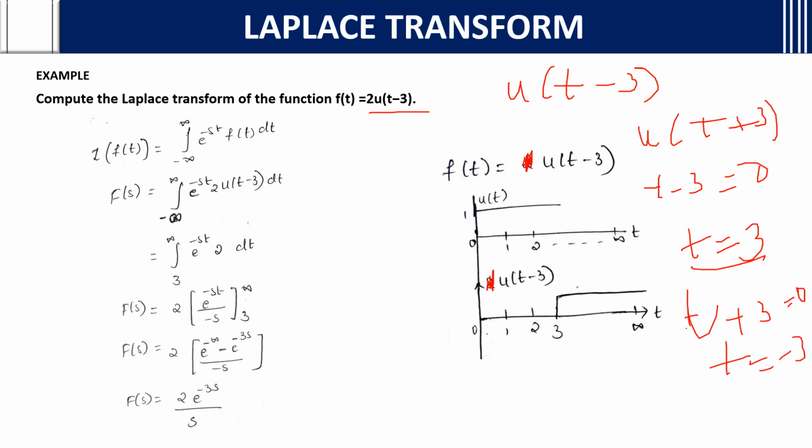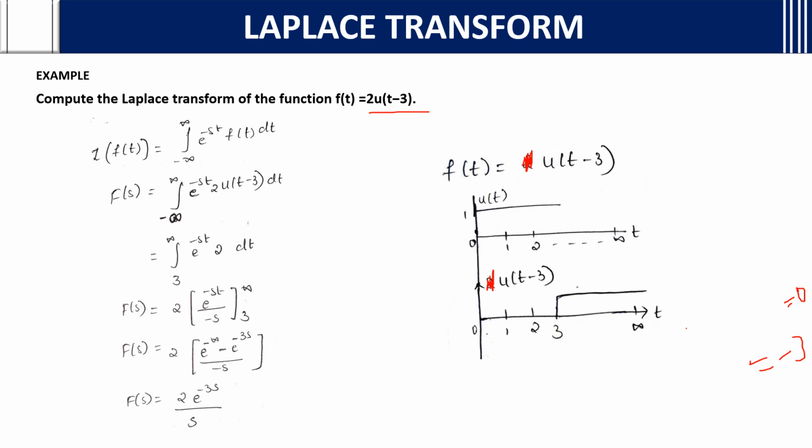So accordingly, if using this, u of t minus 3 means what? T is equal to 3. So 3 times shift right side. So shifting right, what you will get from 0, 1, 2, 3. From 3, this will go till infinity.